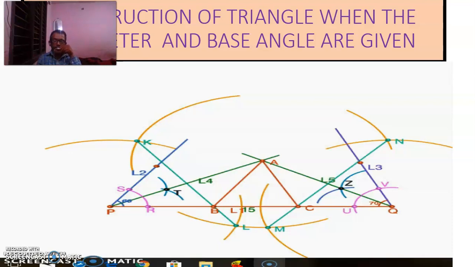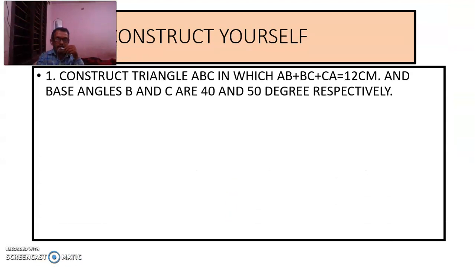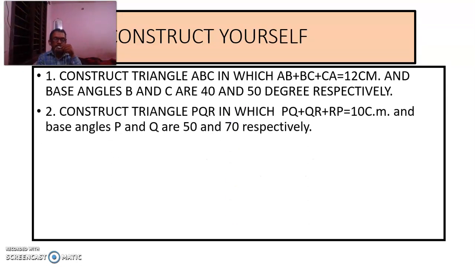Now I will give homework as two problems. Consider these two problems as activity. Construct a triangle ABC in which AB plus BC plus CA equal to 12 centimeter and base angles B and C are 40 degree and 50 degree respectively. Similarly, another problem: construct a triangle PQR in which PQ plus QR plus RP equal to 10 centimeter and base angles P and Q are 50 degree and 70 degree respectively.